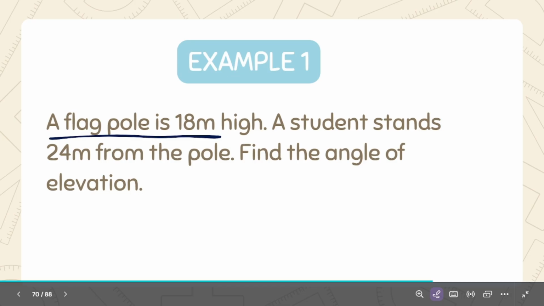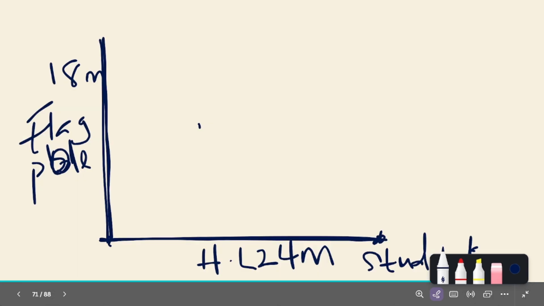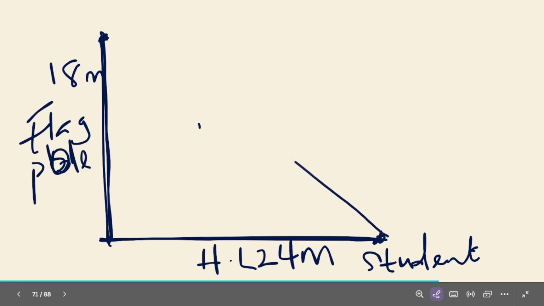Then finally they said find the angle of elevation. So the angle of elevation simply means he wants to look at the top of the pole, of the flagpole, the top. So the angle of elevation will be from here down here. And this is the angle formed, theta. So basically this is the diagram.